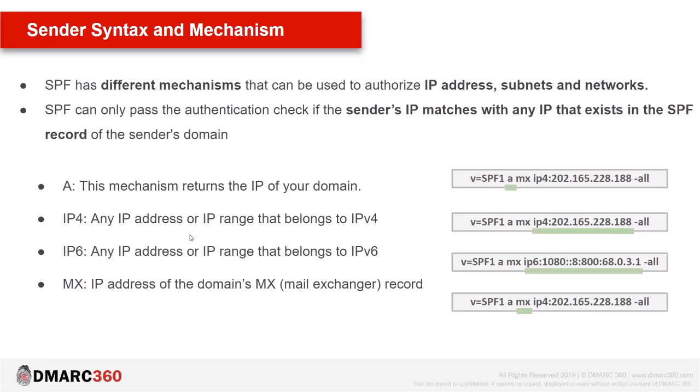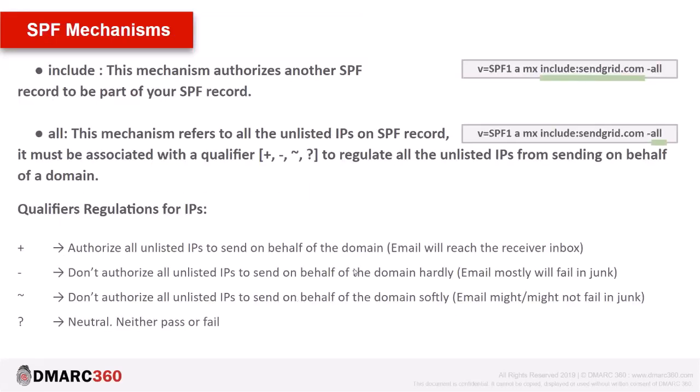Next, you can see the include tag, which authorizes, let's say, sendgrid.com. This authorizes the SPF record of the domain SendGrid to send emails on behalf of your domain. So what you're essentially doing is including someone else's SPF record in your SPF record. This is what this means.